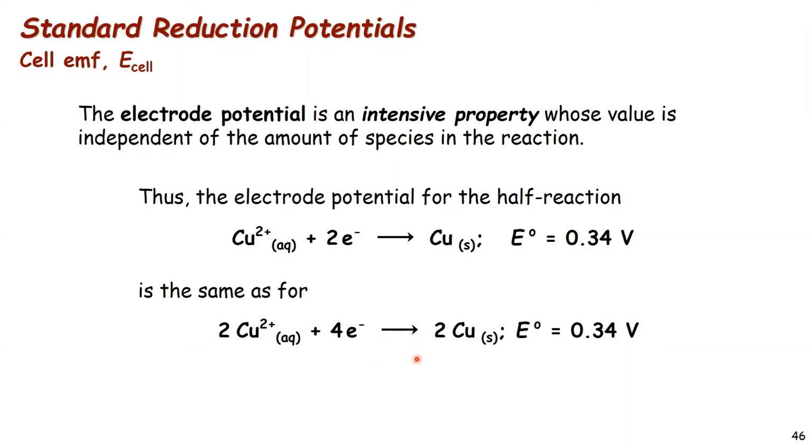And again, we're not even going to worry about that, because to calculate the overall cell potential, we're using the equation that uses nothing but reduction potentials anyway. So we're never going to have to worry about doing anything to the reduction potentials. Okay, so again, intensive property. So multiplying these coefficients has no effect on the electrical potential.